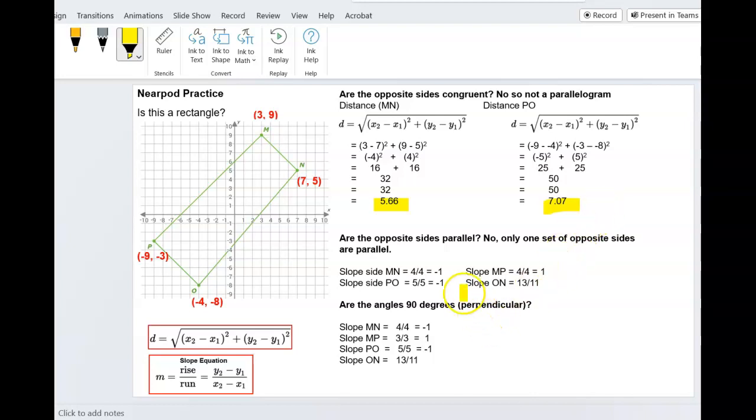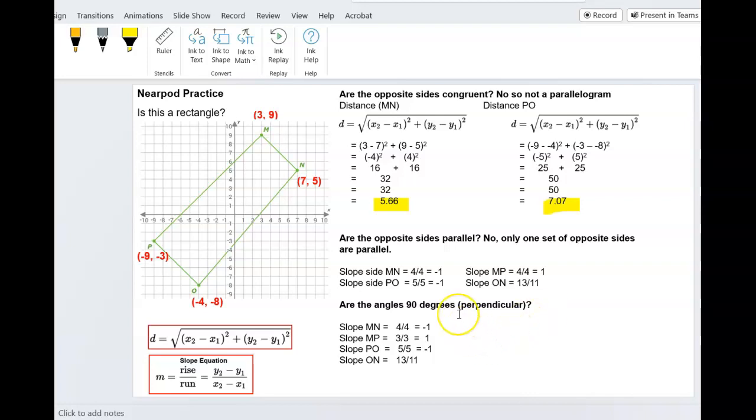So if I wanted to prove that opposite sides are parallel, again, I need to show that the slopes are equal. So this is MN and PO, so top and bottom. I've counted out those slopes, and they are equal. And therefore, those two sets of sides are parallel to each other. But we can't stop there, especially if we started with slope. We have to make sure the other two opposite sides are parallel. And if you count the slope there, they are not. So again, not a rectangle.